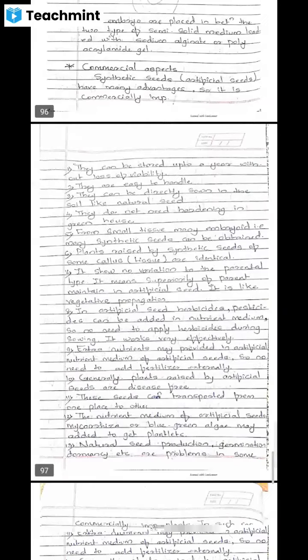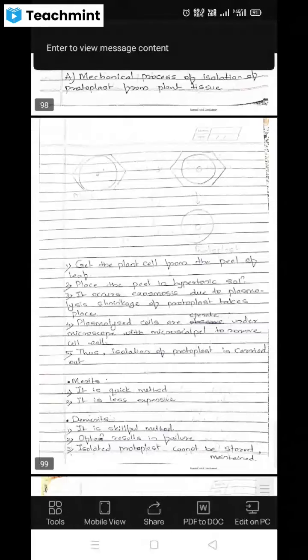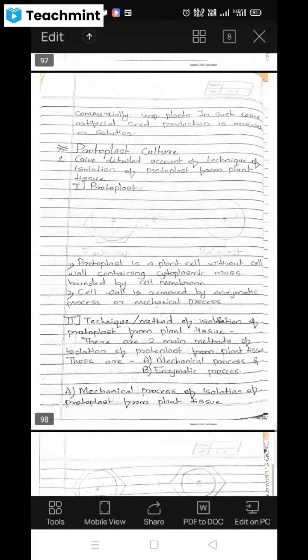So here these are the different commercial aspects of the synthetic seeds. Then I think the last one is protoplast culture. So, all of you got this point, synthetic seeds? So I can start the next point. All of you clear the synthetic seeds? Yes, ma'am.